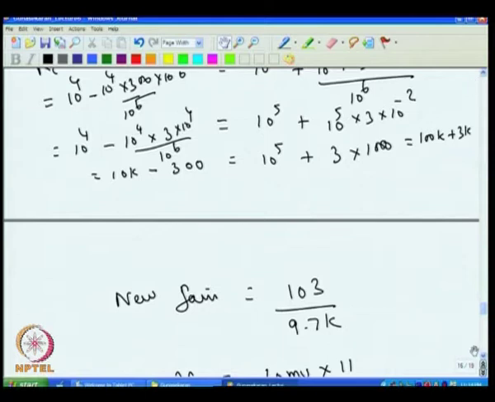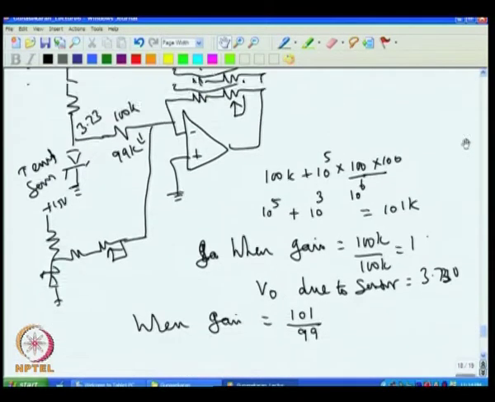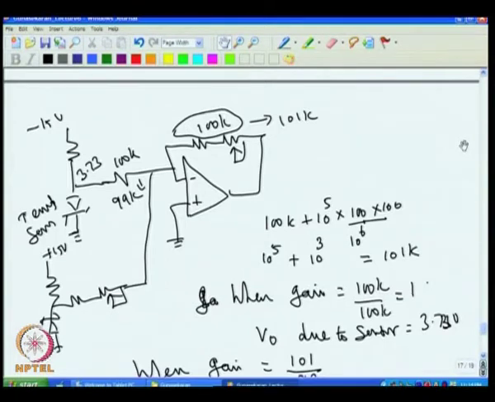For example, in this circuit there are other significant errors. If I take this circuit, you have a bias current to the op amp, and that current goes through this. The bias current also changes with temperature and produces error, which we have to calculate as well.